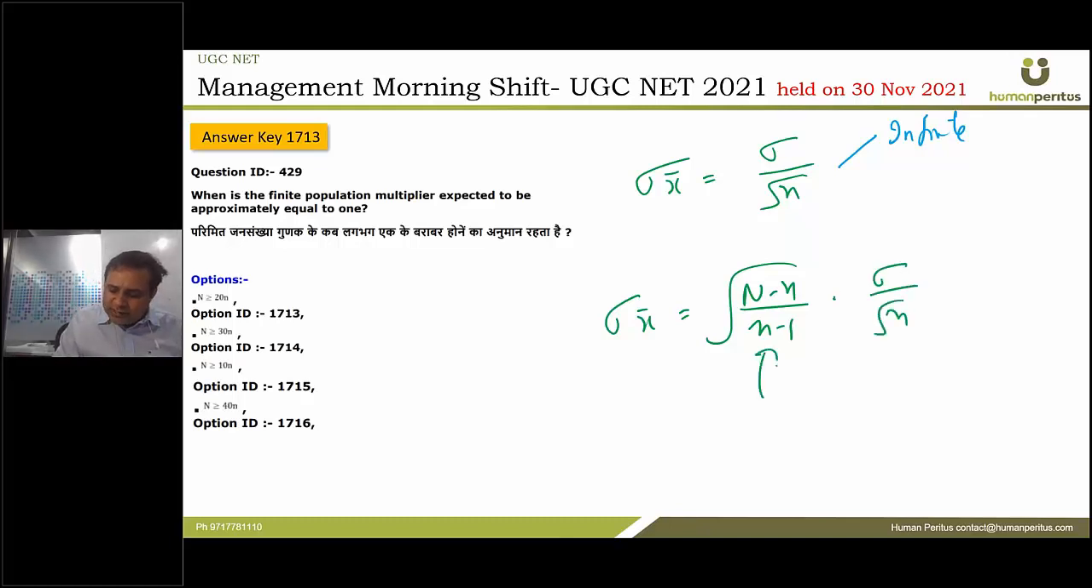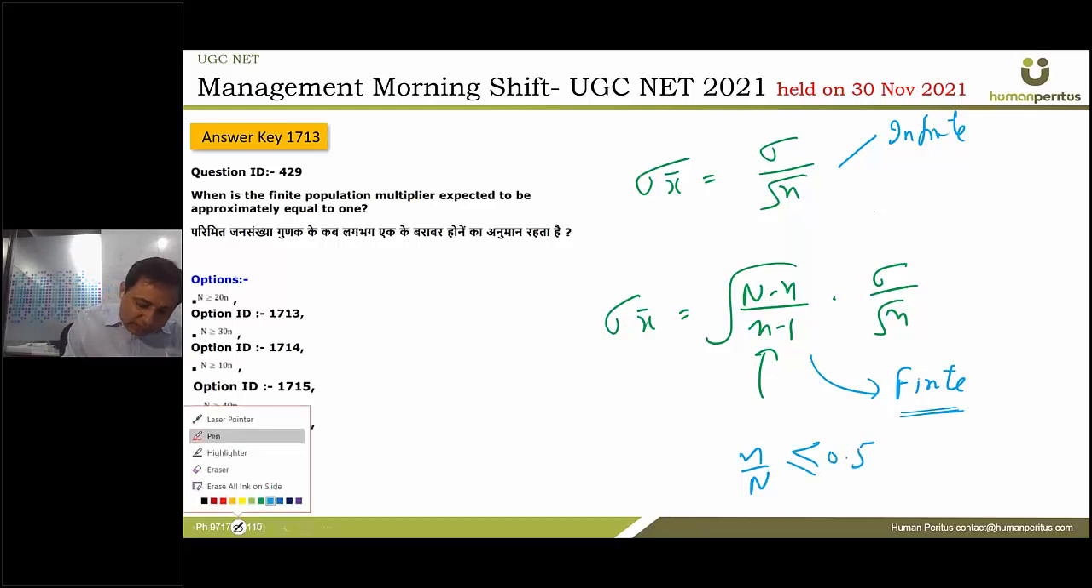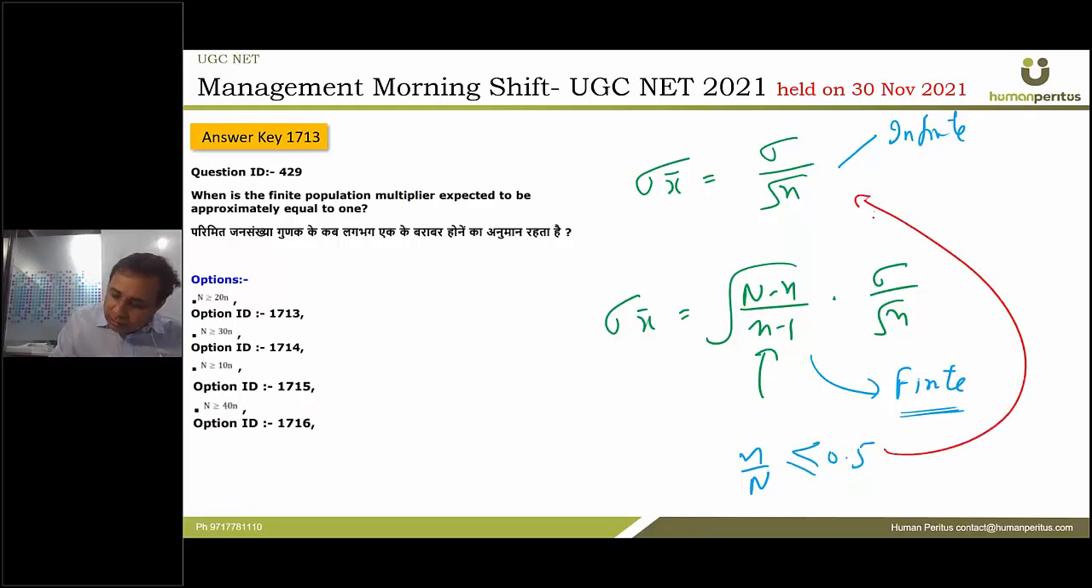So this is known as finite population correction factor. So ये वाला फॉर्मूला कब होगा हमारा? When it is finite. Now there is a third case. Third case is what? कि अगर finite है and your ratio of n by N is less than equal to 0.5, तब भी हमारा ये वाला फॉर्मूला ही काम करेगा.